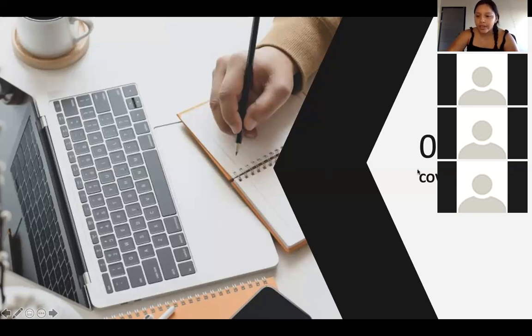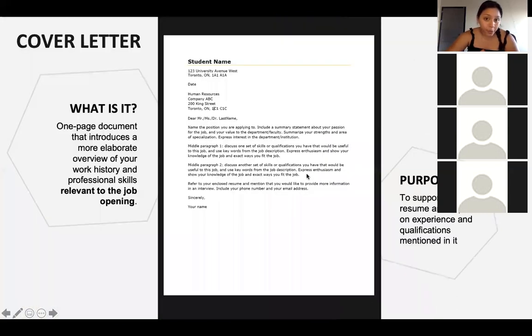Okay, so moving on. As we said before, sometimes a resume is also going to be asked for with a cover letter to support it, and that's definitely the purpose of a cover letter. It's to support your resume and expand on experience and qualifications you've already mentioned in your resume. But what is a cover letter? Like the word says, it's a letter. It's a letter that you address to the employer, so that means the company or the department that you are applying for.